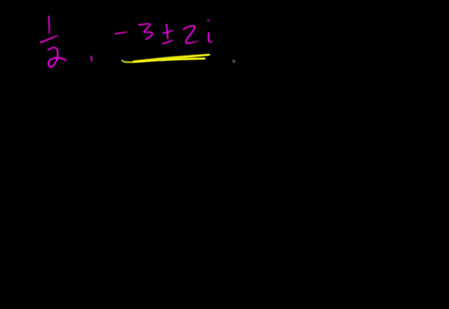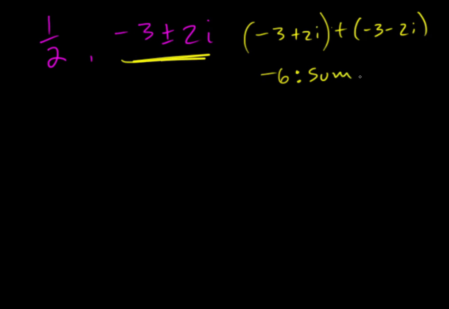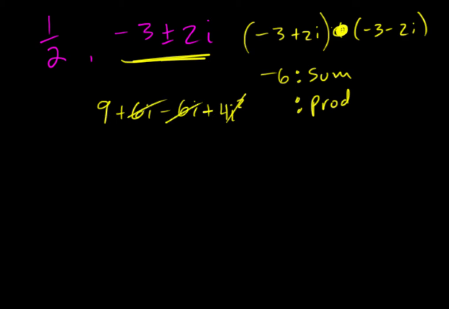If we look at these zeros right here, and we add them together, so -3 plus 2i plus -3 minus 2i, we combine like terms, we get -6, and the 2i terms cancel. So this would be our sum. And then if we multiply them together, we get the product. -3 times -3 is 9. -3 times 2i is -6i, and the other is +6i. Then 2i times -2i is -4i squared, so cancel, change the sign. 9 plus that is 13.